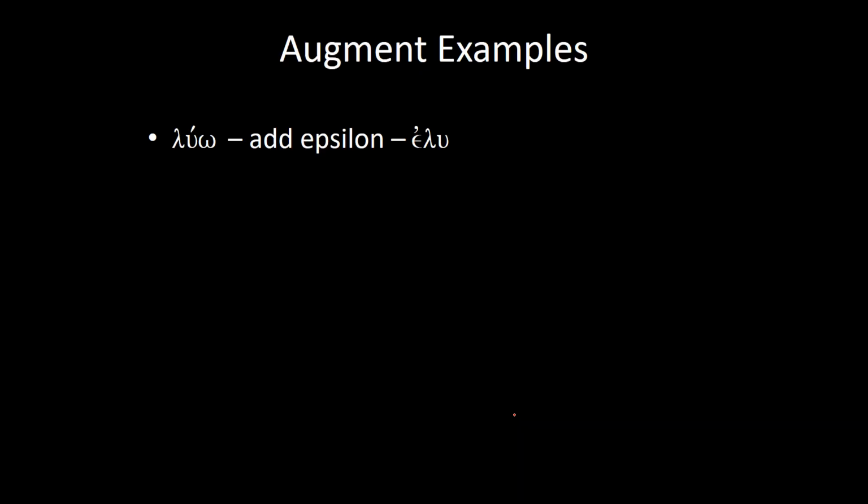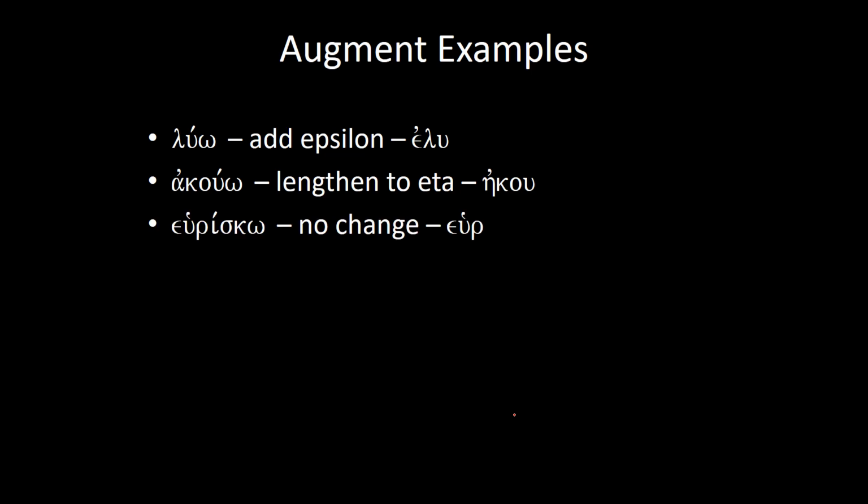So here's an example with luo. This starts with a consonant, so we would add the epsilon before, and so we would have elu. If we had akouo, this is a short vowel, an alpha. This is going to lengthen to eta, so we would have ēkou. And then heurisko, here we have no change. It would simply stay the same, heur. So three things for an augment: epsilon, lengthening, no change.